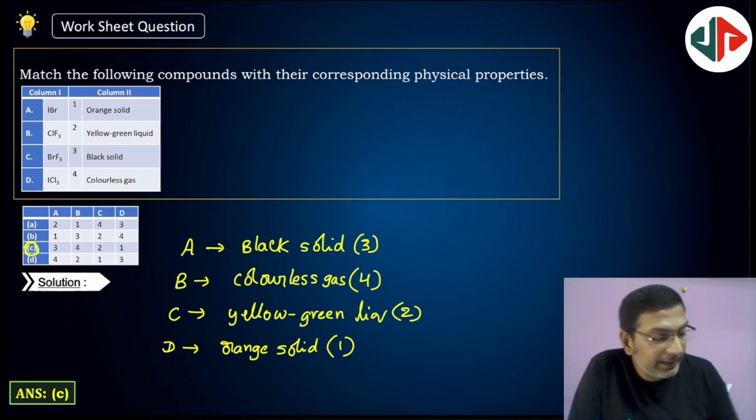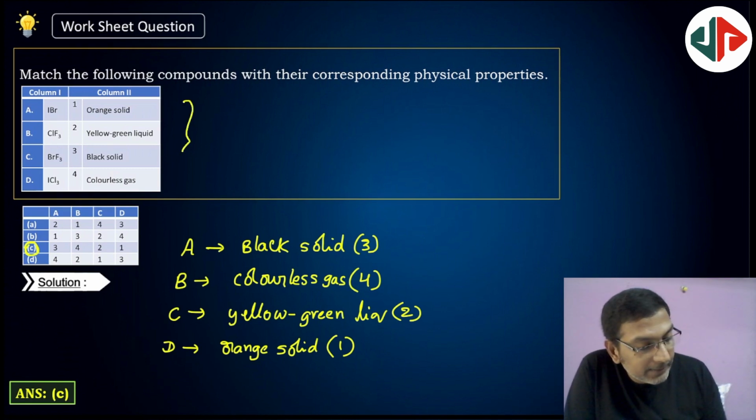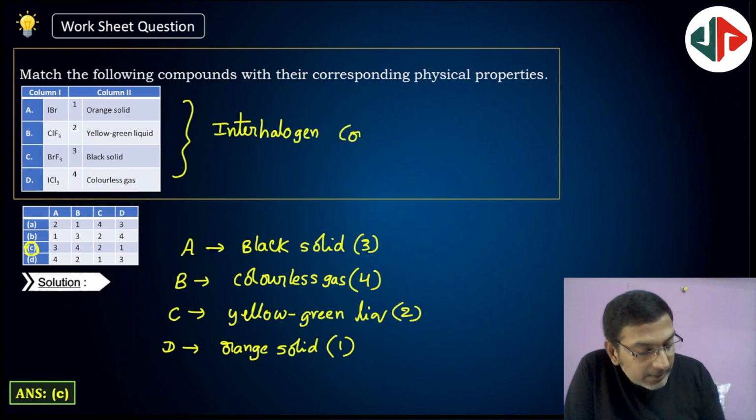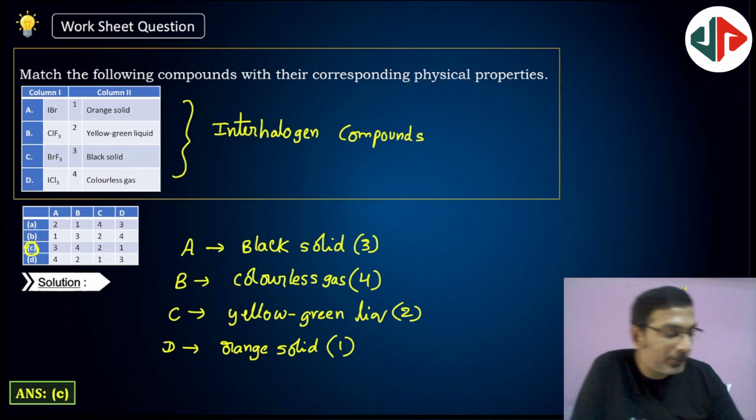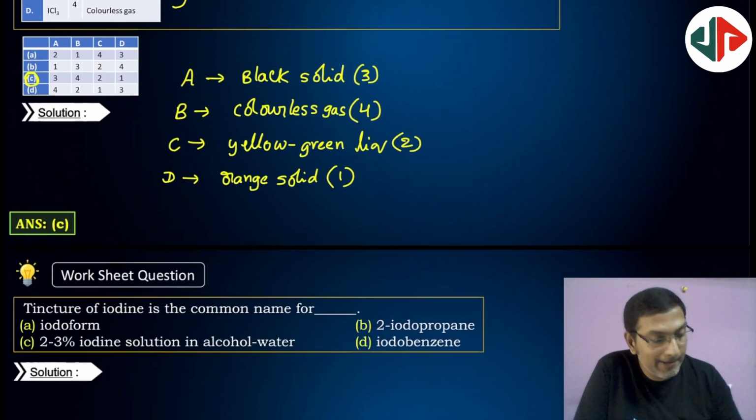So all these are interhalogen compounds. Interhalogen compounds. Very, very important. Next.